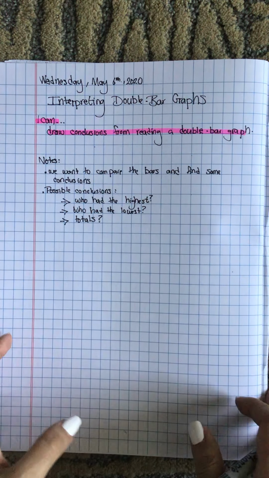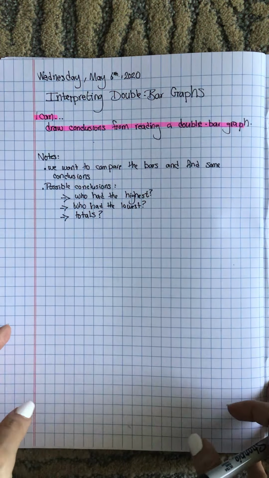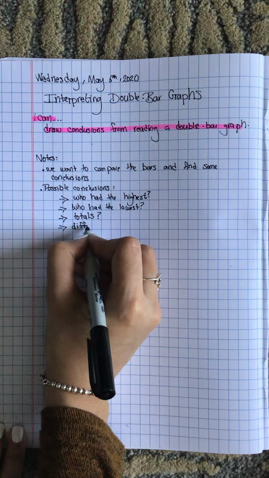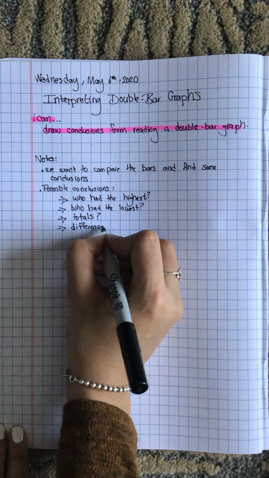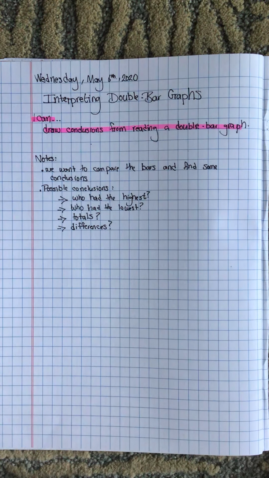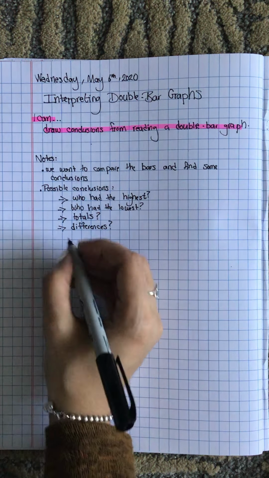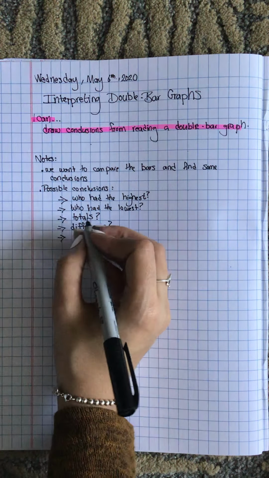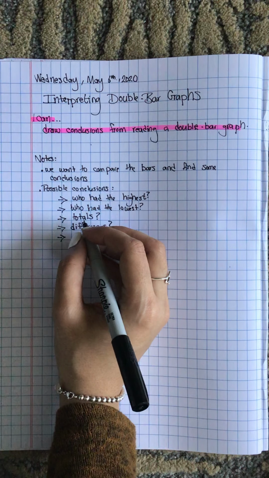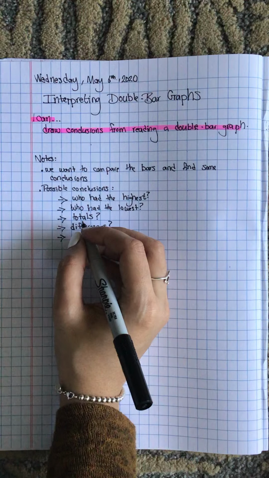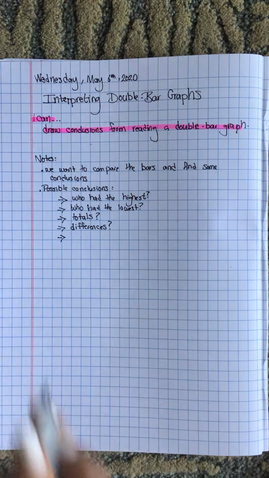Maybe I want to talk about some totals. Maybe I want to look at some differences. And we'll look at each one of these for our example. Remember, these are all just different comparisons. What would you want to find out? It's usually those four. Let's leave it at those four for now.